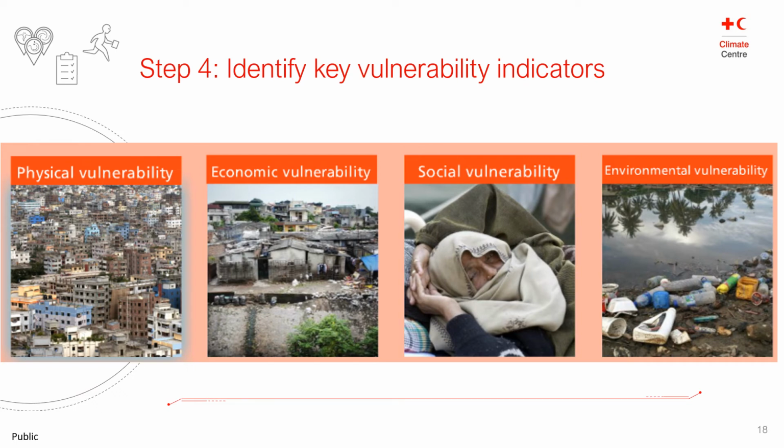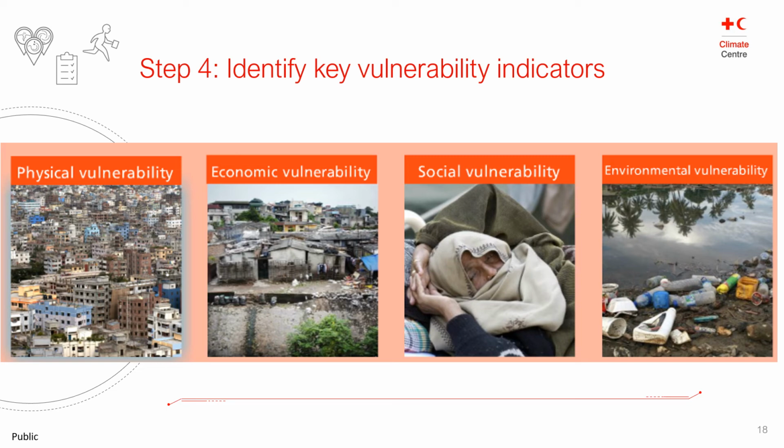Now, we go into the identification of the key vulnerability indicators. Once we understand clearly what our priority impacts are, we know exactly who or what was actually impacted, and what our priority exposure elements are, then we need to understand what those vulnerability indicators are in the process. For this, we need to look at the different types of vulnerability.